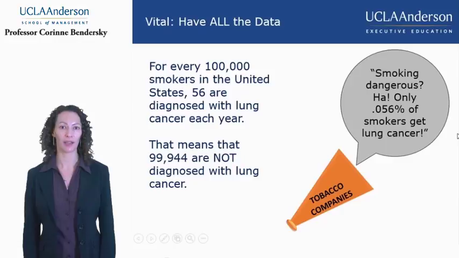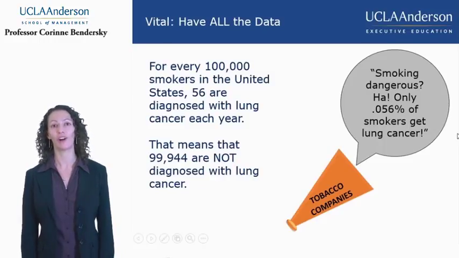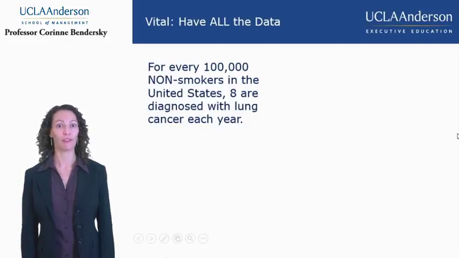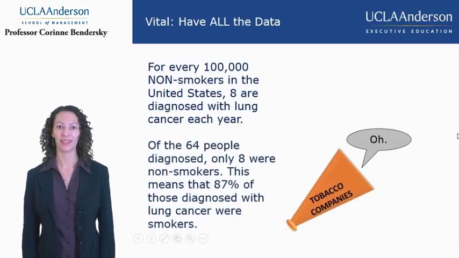Well, the problem is these data are biased. They are only presenting half of the story. In order to really understand the relationship between smoking and lung cancer, we need to also look at the lung cancer rates among people who do not smoke. And when we do that, we see a very different story. For every 100,000 non-smokers, only 8 are diagnosed with cancer in the U.S. each year. That means that of the 64 people diagnosed each year with lung cancer in the U.S., only 8 of them are non-smokers. In other words, 87% of those diagnosed with lung cancer each year are smokers. When you look at the full complement of data, a very different picture is drawn about the relationship between smoking and lung cancer.